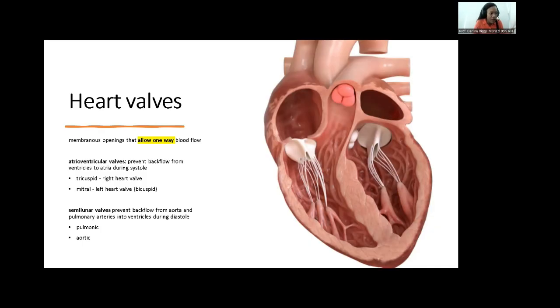But there are four valves that you need to be familiar with. Okay, so the valves that are between the atriums and the ventricles are called atrioventricular valves. Okay, and that is the tricuspid, which is on the right side, and the mitral, which is also called bicuspid. So these two, as you can see, they are between the atriums and the ventricles. So they're termed atrioventricular because of where they are.